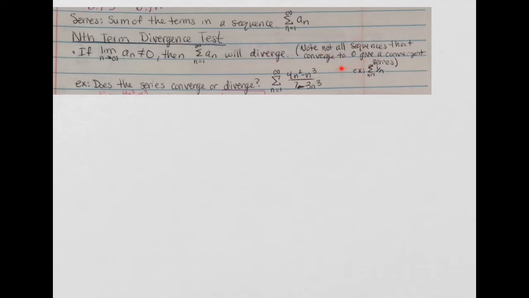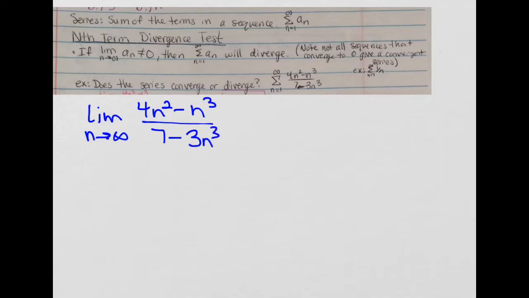Just to note, just because a sequence gives you a limit of 0, that doesn't mean the series necessarily converges. Down here, the limit of 1 over n is 0, but the series 1 over n does not converge. There's no finite sum. In order to know that it diverges, the limit must not equal 0. If it does equal 0, there's still a chance that it'll diverge.